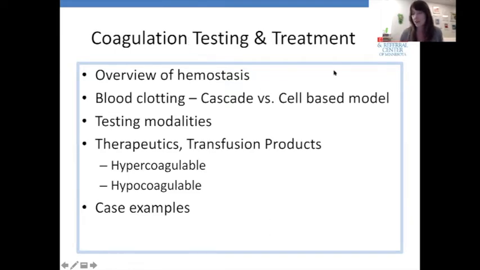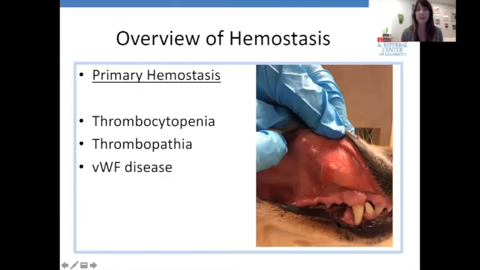All right, you guys, so let's jump in. Let's talk about hemostasis. We're going to dive right into primary, and we're going to talk about secondary hemostasis.